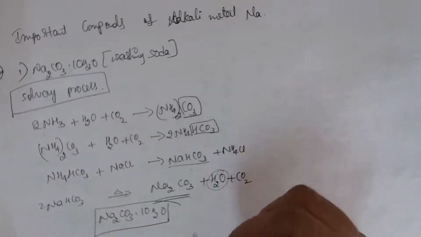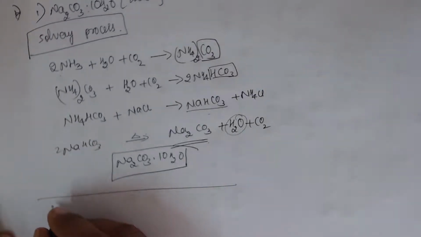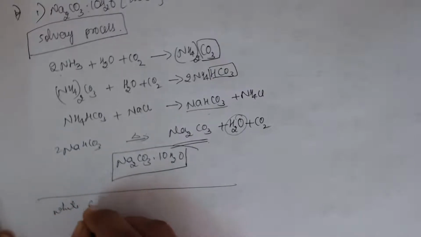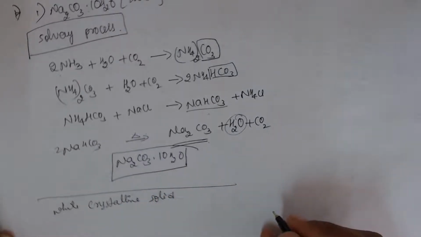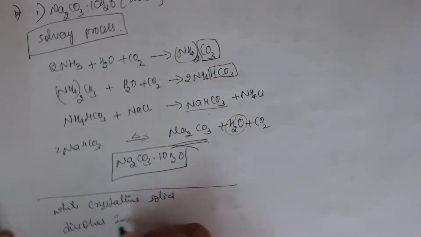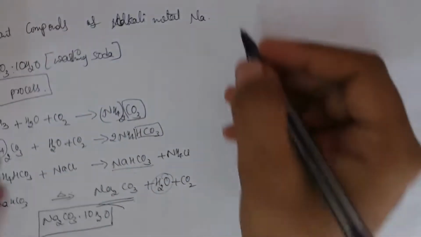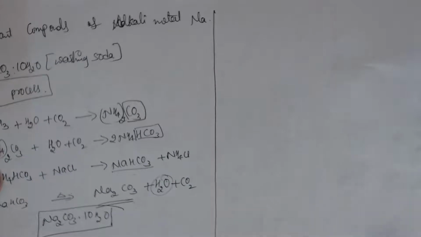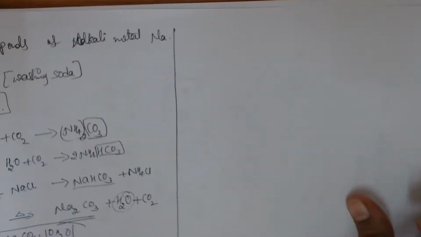Now the physical properties of sodium carbonate, washing soda, you already know about that. It is a white crystalline solid which readily dissolves in water. Its solubility decreases with increasing temperature. Next, let us check the chemical properties.